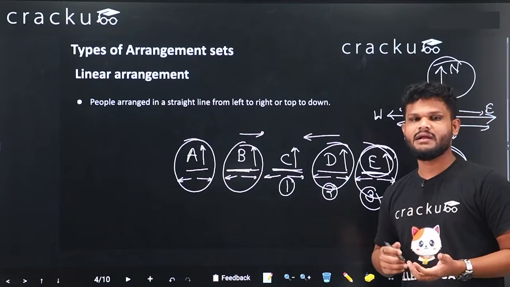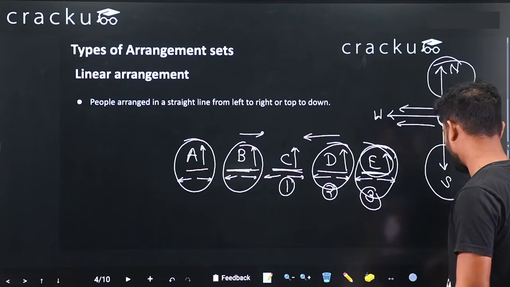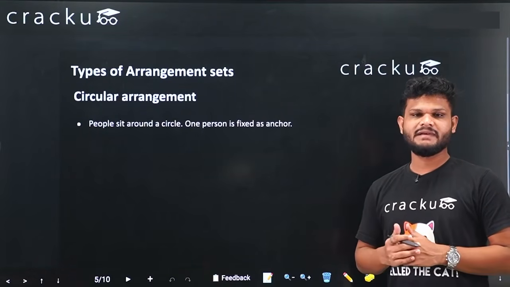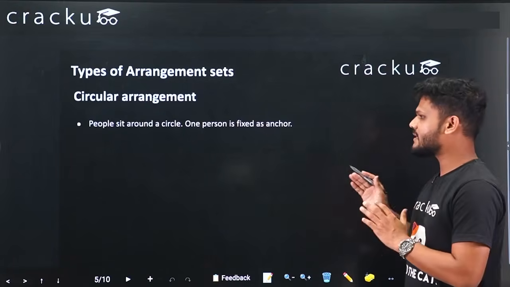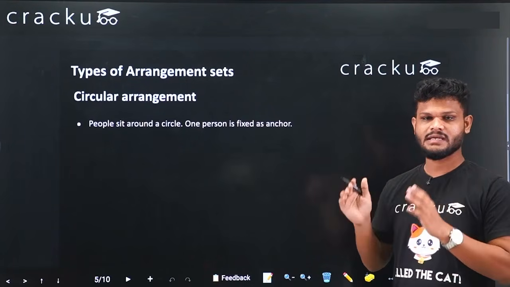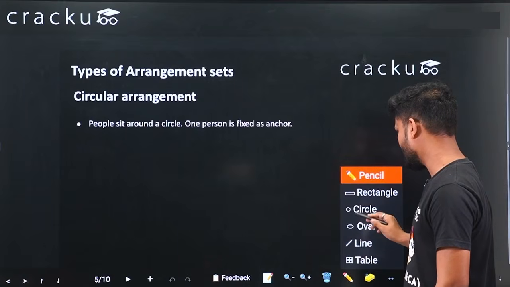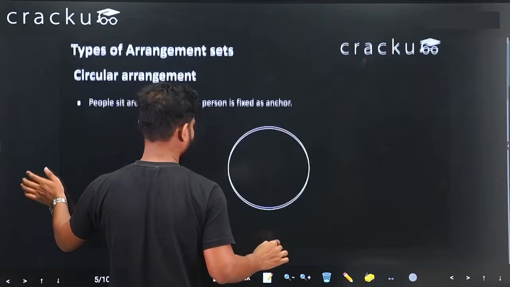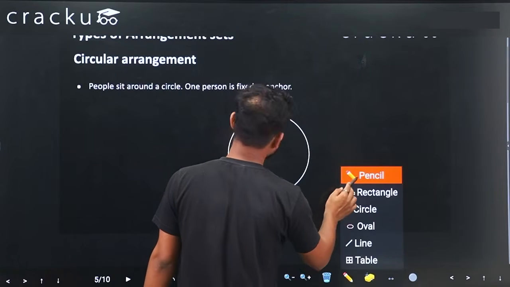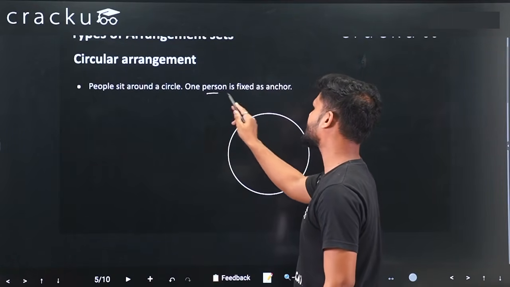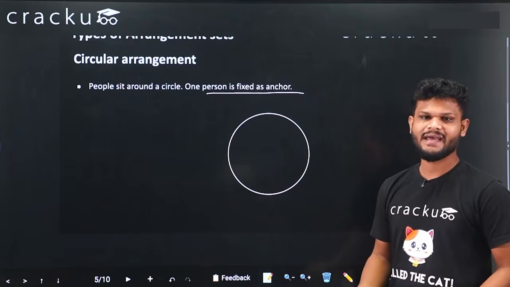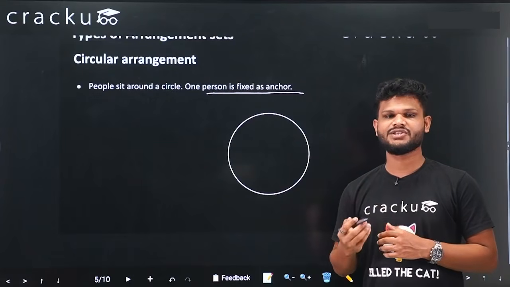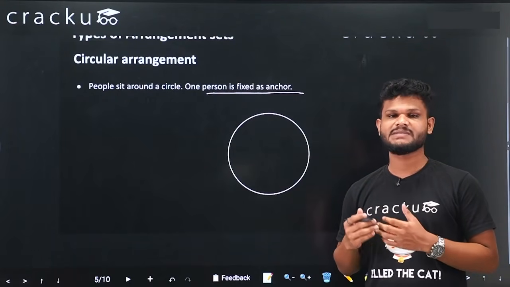Now let us go forward and look at the circular arrangement. So in linear arrangement, people were sitting in a straight line. In circular arrangement, people will be sitting in a circle. So let us first draw a circle here. Now, the most important thing is that you have to fix any person as an anchor. Why? Because a circle doesn't have a particular direction, right? Directions are found with respect to some person.